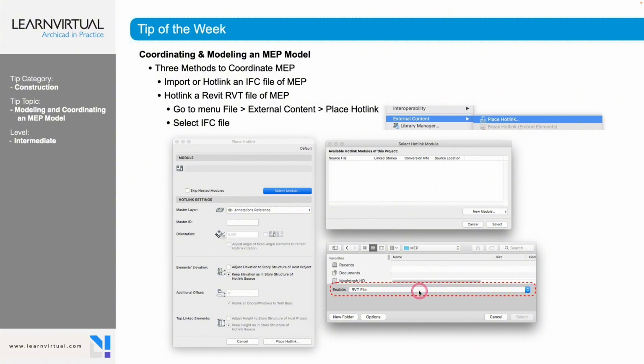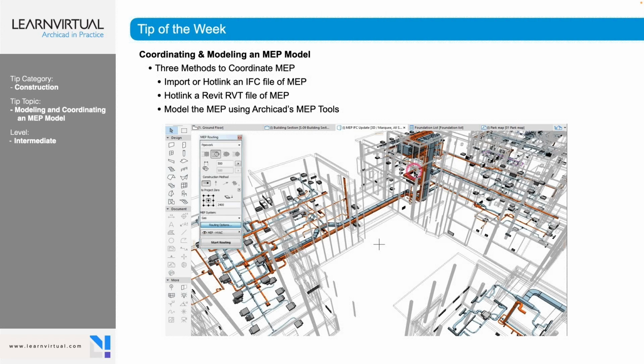When we're looking within our file system for these files, if it's not a native Archicad file, it might show grayed out or it might not show at all. So we might need to change what we're viewing to show Revit files, to show all files, whatever options you have there.